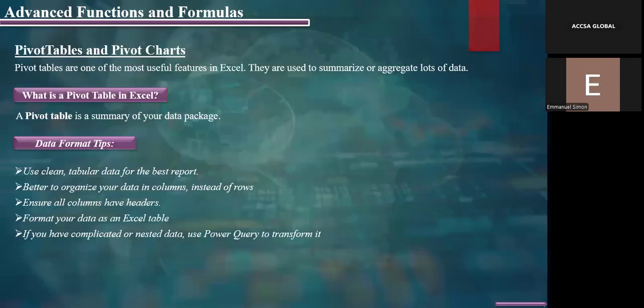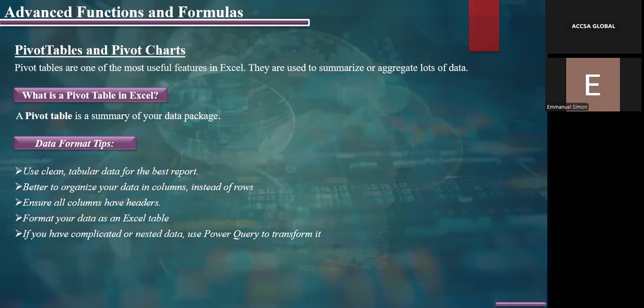So the next thing we'll be looking at is pivot tables and pivot charts. Pivot tables are one of the most useful features in Excel. They are used to summarize or aggregate lots of data. In short, it is a data analysis tool, which is very, very effective. Now, what is a pivot table in Excel? A pivot table is a summary of your data package. We'll be seeing some of those things in our exercise later. So, data format tips.